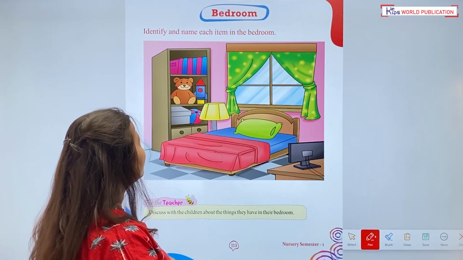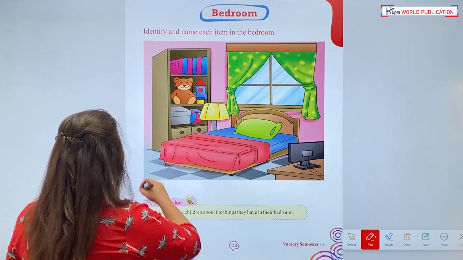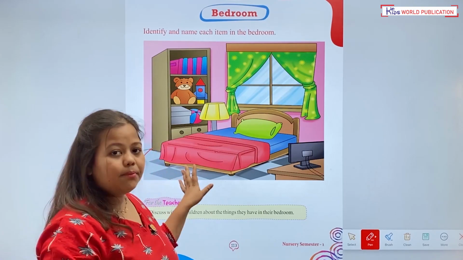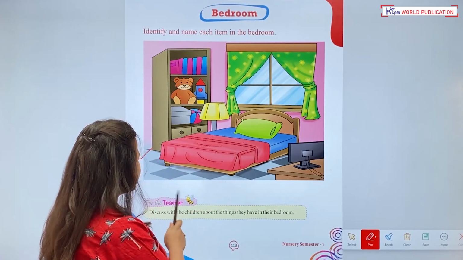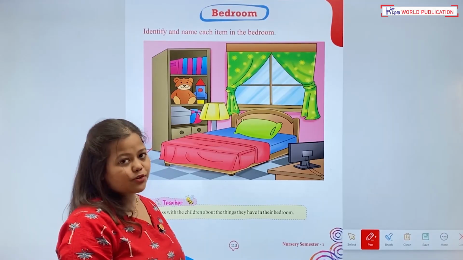Bedroom. Identify and name each item in the bedroom. So kids, you will look at this picture carefully and then write the items' names in your notebook. For the teacher, discuss with the children about the things they have in their bedroom.